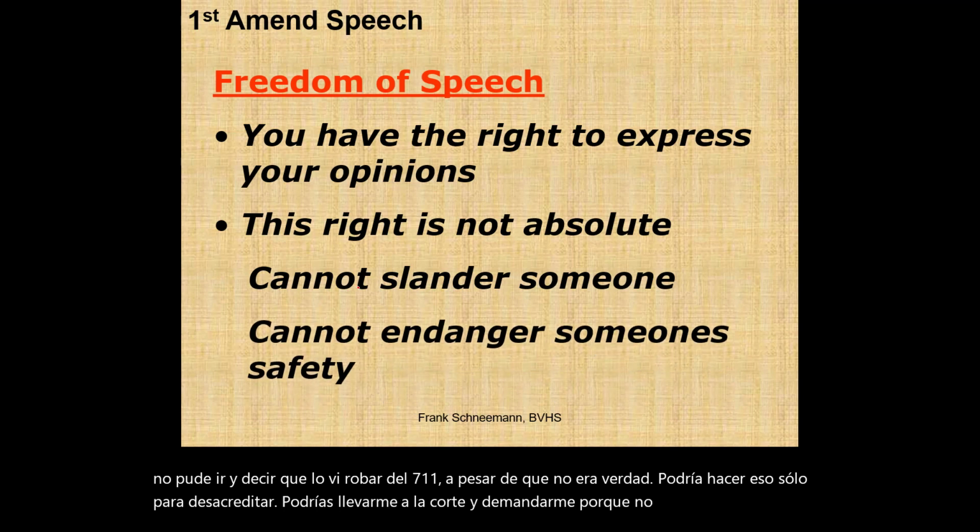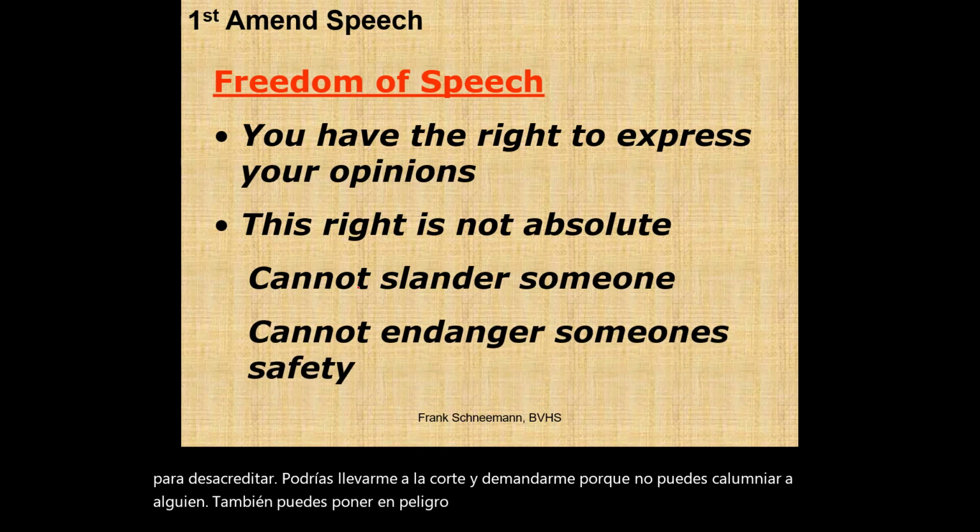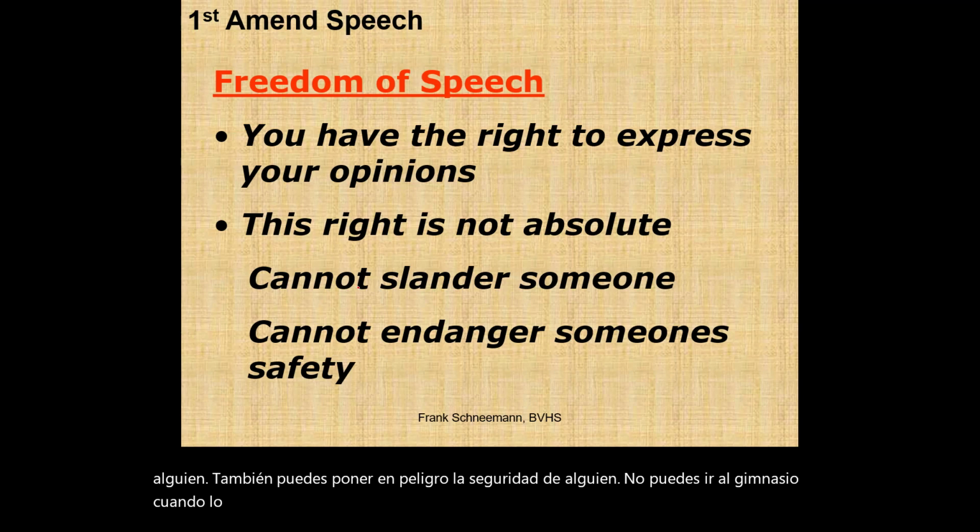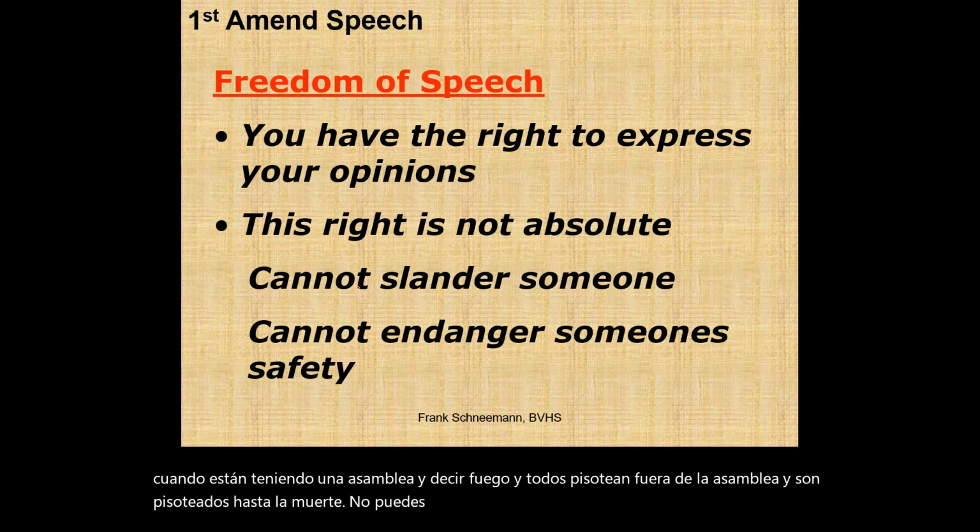Also, you can't endanger someone's safety. You can't go in the gym when they're having an assembly and say, fire, and have everybody trample out of the assembly and get trampled to death. You can't do that either. Also, it's against the law to threaten the life of the president. It's against the law to threaten the life of a teacher. You really cannot threaten a teacher.